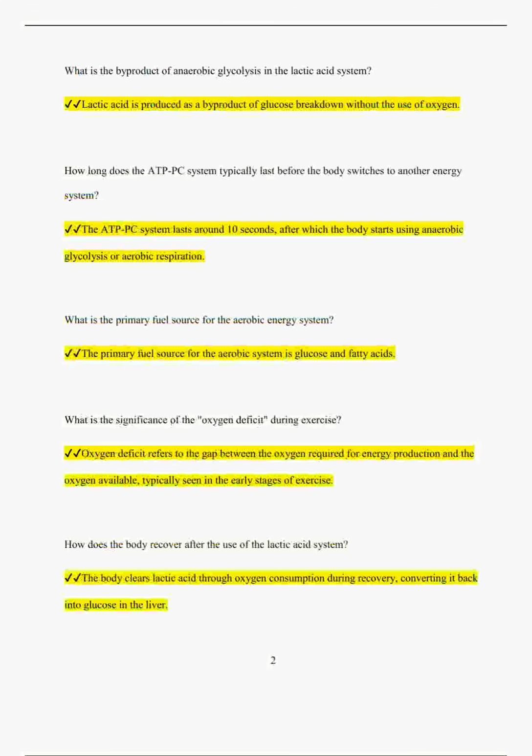What is the byproduct of anaerobic glycolysis in the lactic acid system? Lactic acid is produced as a byproduct of glucose breakdown without the use of oxygen.